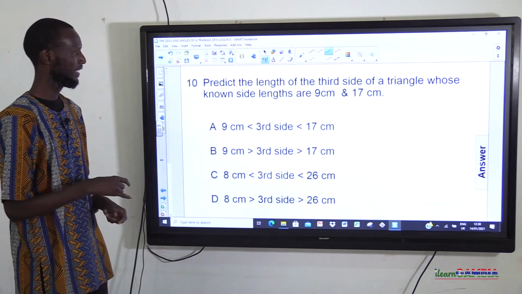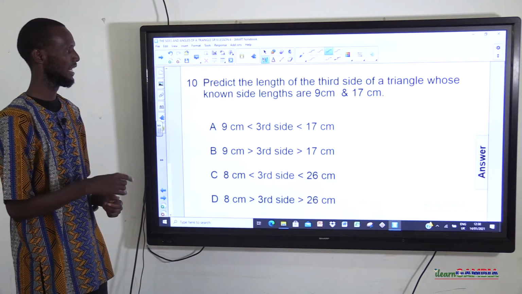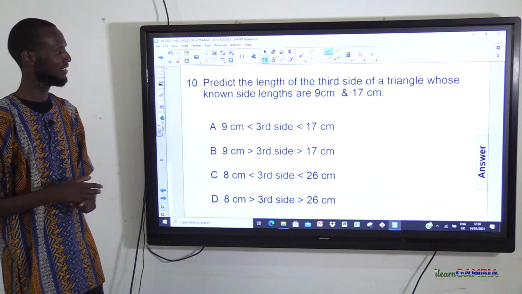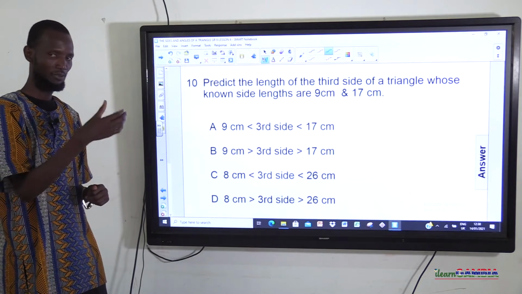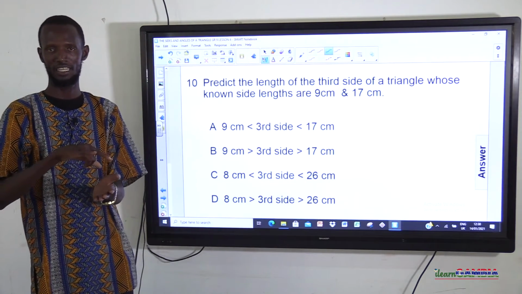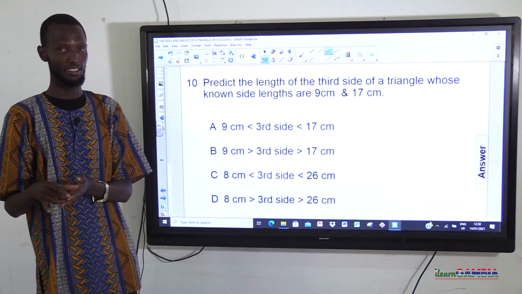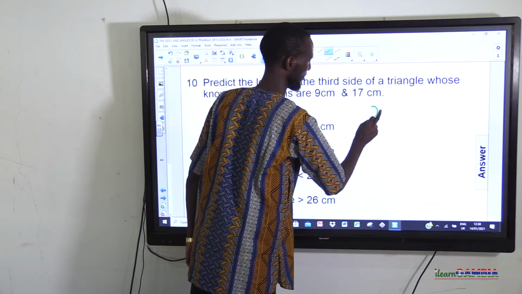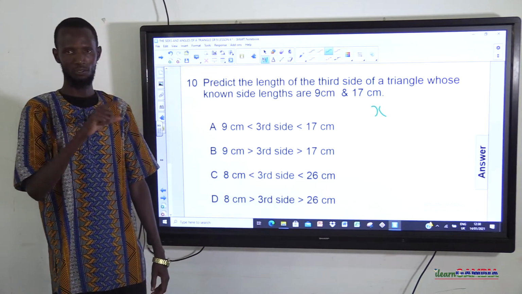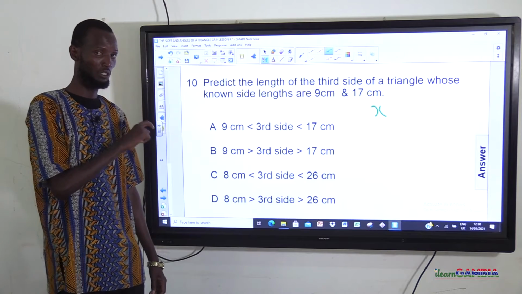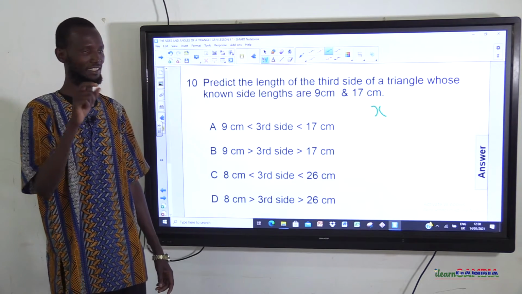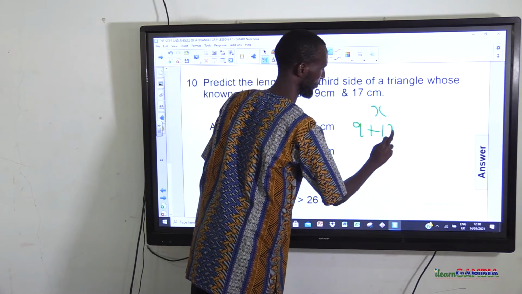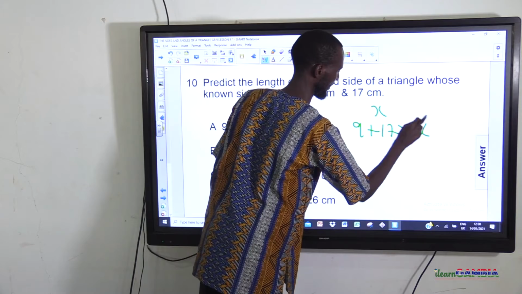It says predict the length of the third side of a triangle whose known side lengths are 9 centimeters and 17 centimeters. Again, we are going to go through the same process and try to predict the possible lengths of the third side. What do we do first? Assume that the third side is x. Then we add the two given sides, and our sum of those two given sides has to be greater than the third side. So we are given 9 and 17. That sum has to be greater than the third side, x.